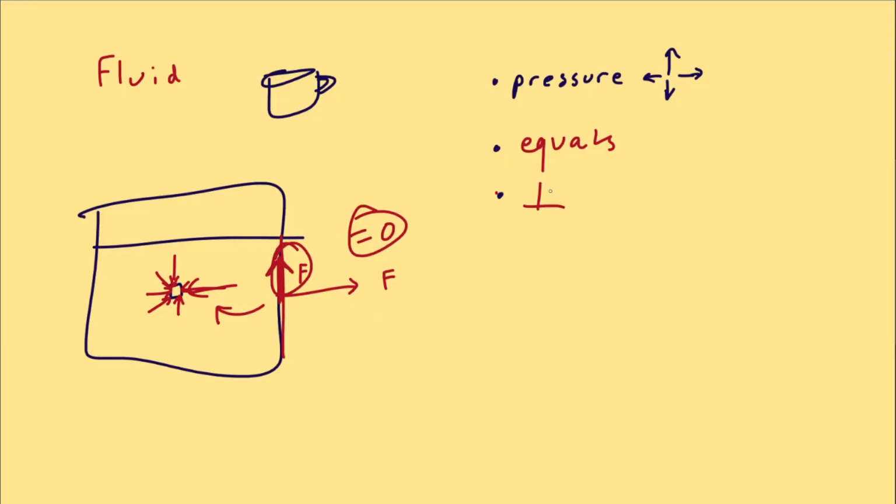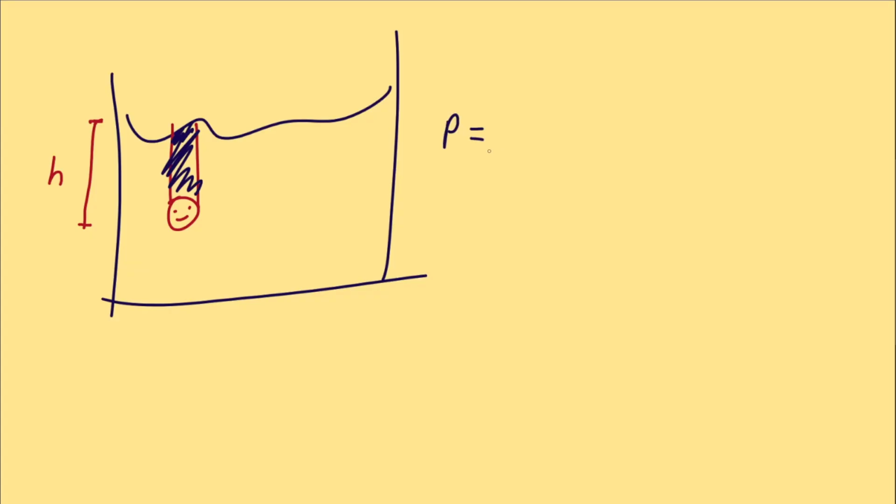It's always perpendicular. Here's a very common formula. Imagine a swimming pool, and you dive in at a depth of h. That's how far down you go from the surface of the water. The pressure from the water at this height comes from the column of weight above that point. So this water here above you is where the pressure comes from. The pressure is given with this formula. P for pressure equals density times gravity times height.